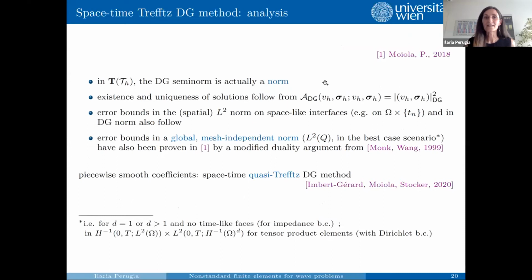So for the analysis, things are quite easy. So in the Trefftz spaces, the DG semi-norm is actually a norm, and the analysis basically in this case goes like for elliptic problems. So things are quite easy, and then by duality argument you can also prove a global convergence in the space-time domain in a volume norm.